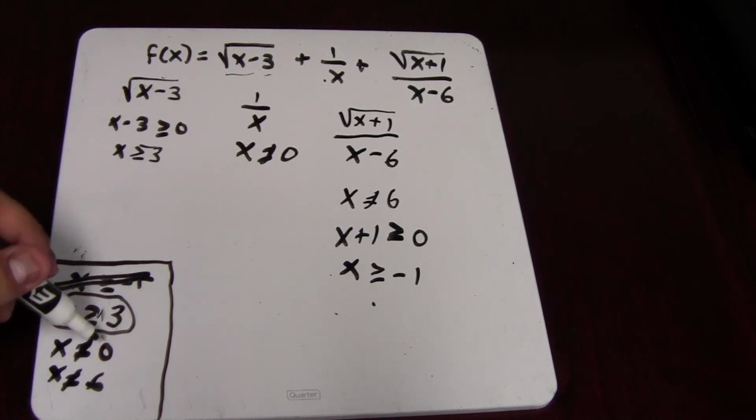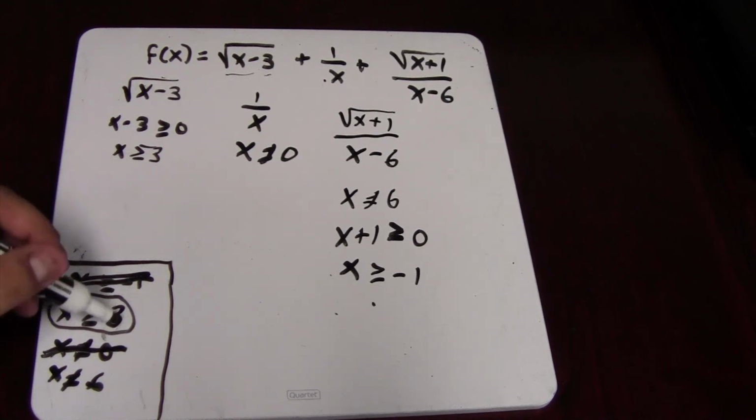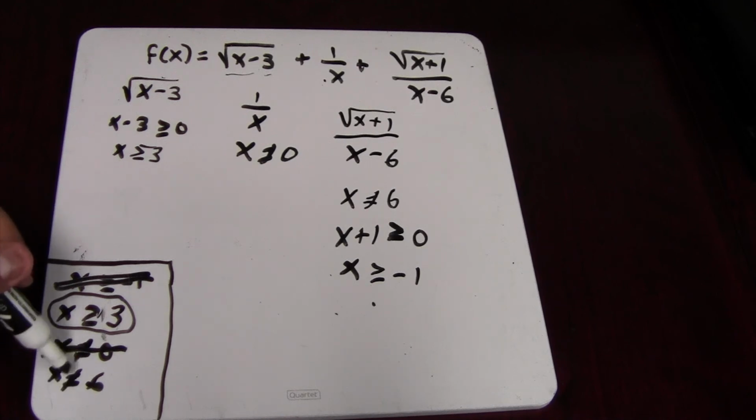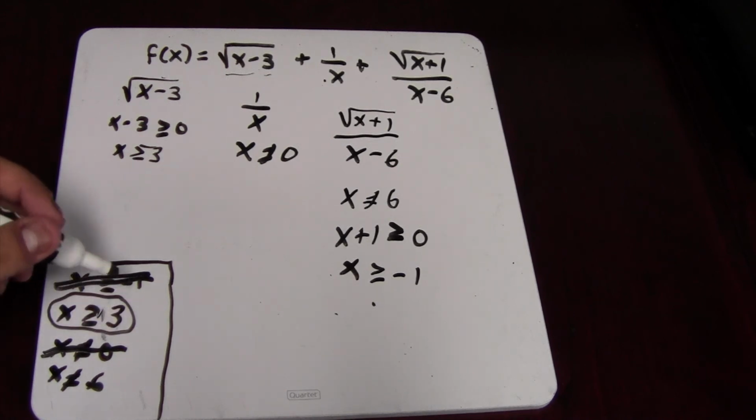Okay, now we also have a couple other things. X can't equal 0. But let's look here. We already know that x has to be greater than or equal to 3, so the fact that x can't equal 0 doesn't help me at all. 0 is not greater than 3. So we don't care about that one. But we do care about this one. X can't equal 6. 6 is in fact greater than 3. So we have to include that in our interval notation answer.